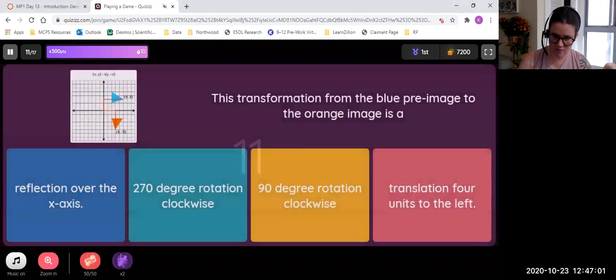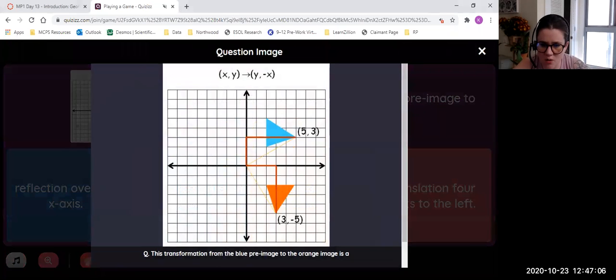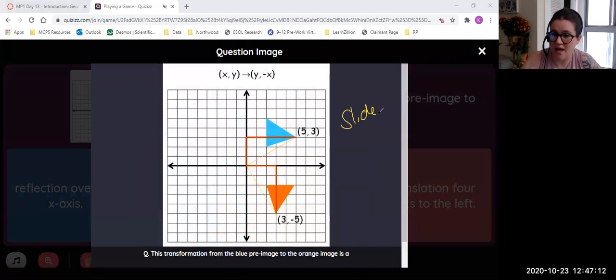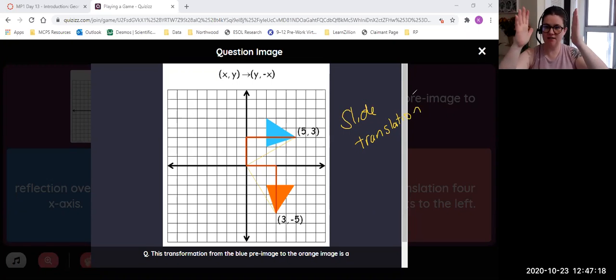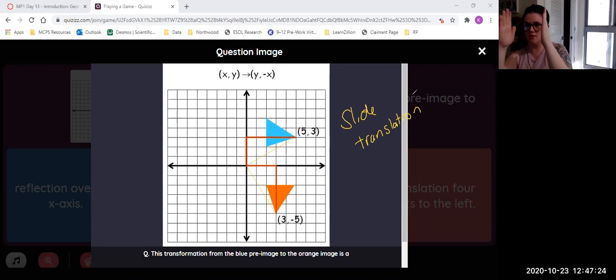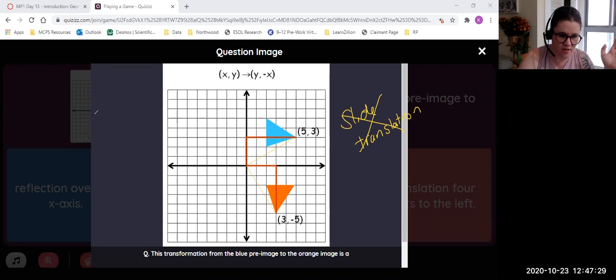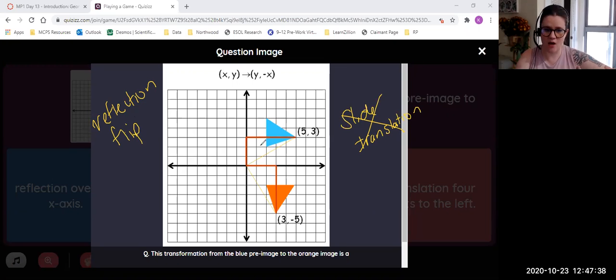Next. Beautiful. All right. The transformation from the blue pre-image to the orange image is a what? Okay. If it was a slide, a translation, then it's not changing direction. It is literally moving like this, up or down, just like that. So it's not that. It could be a reflection, which is a flip. Okay, does that flip? Now, if it flips over the x-axis, right?